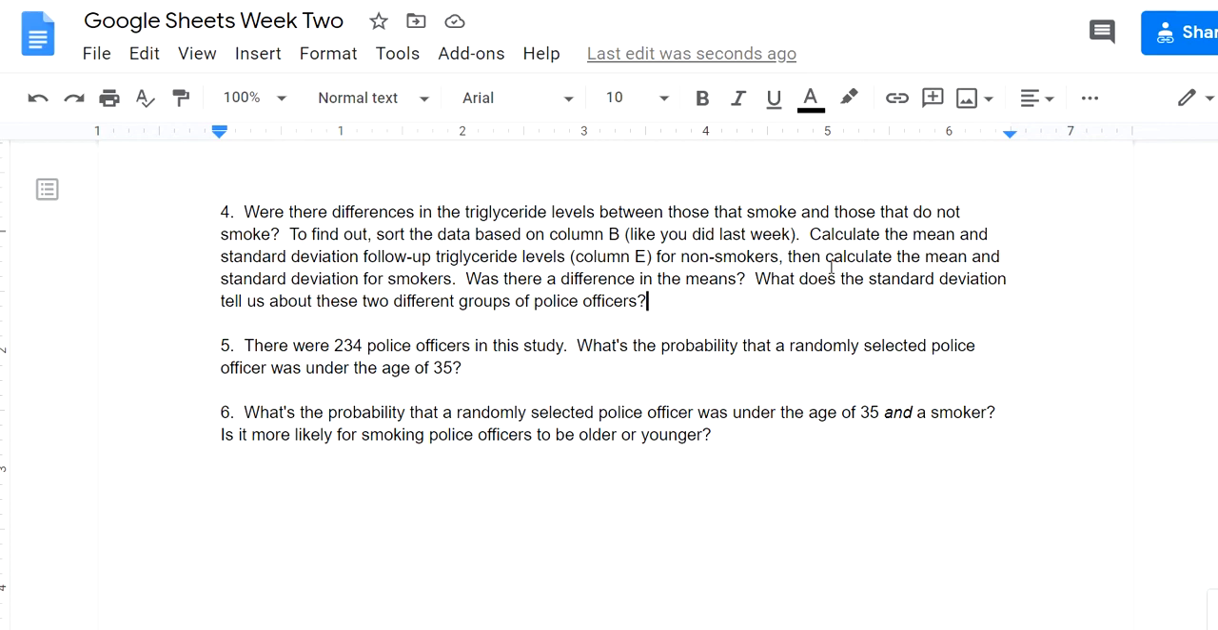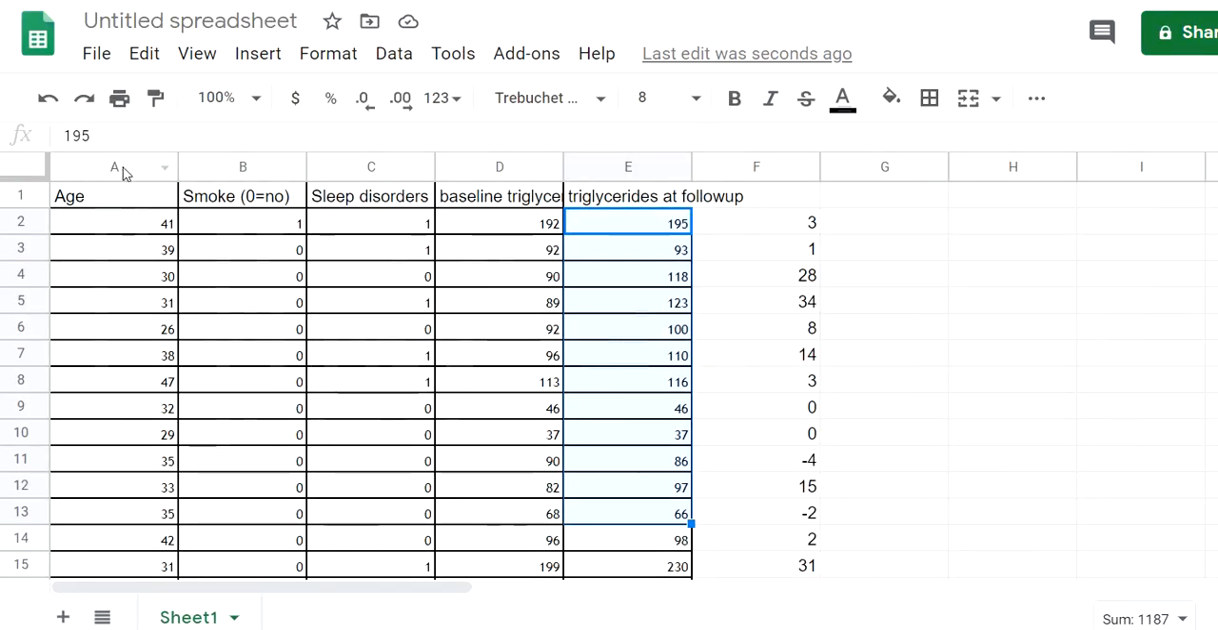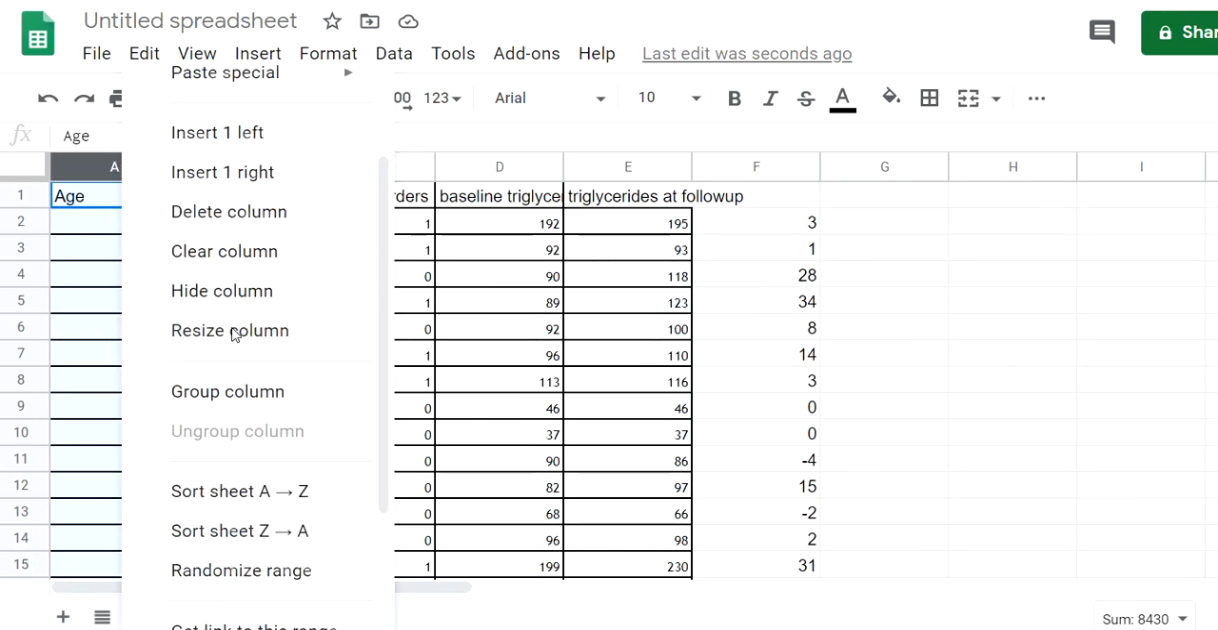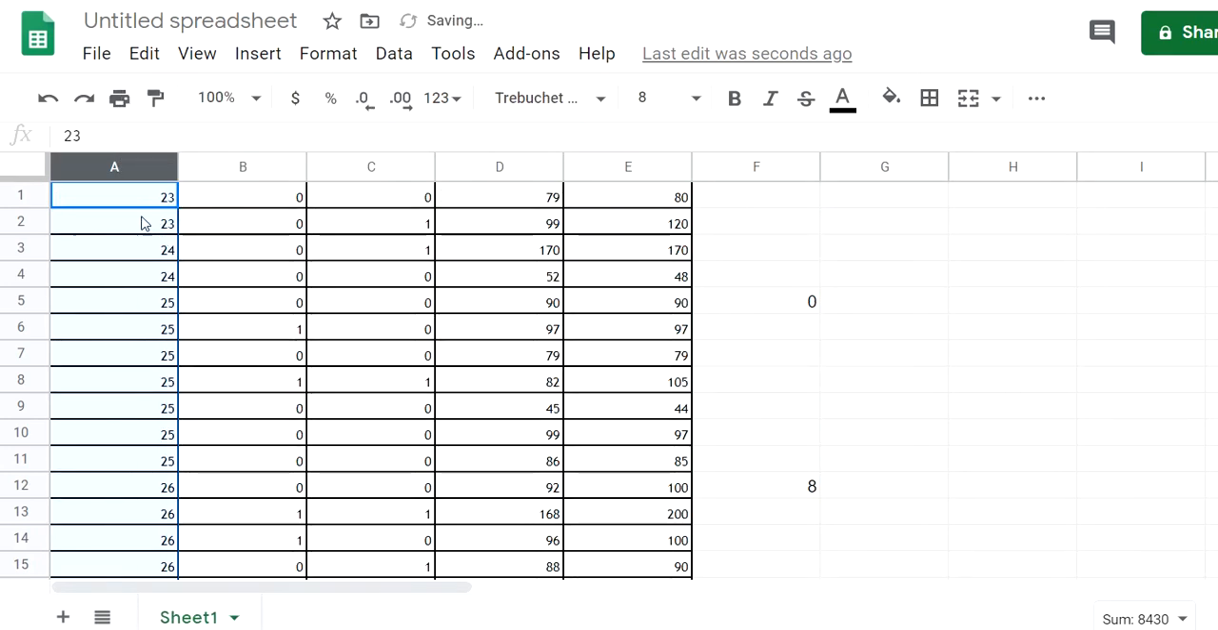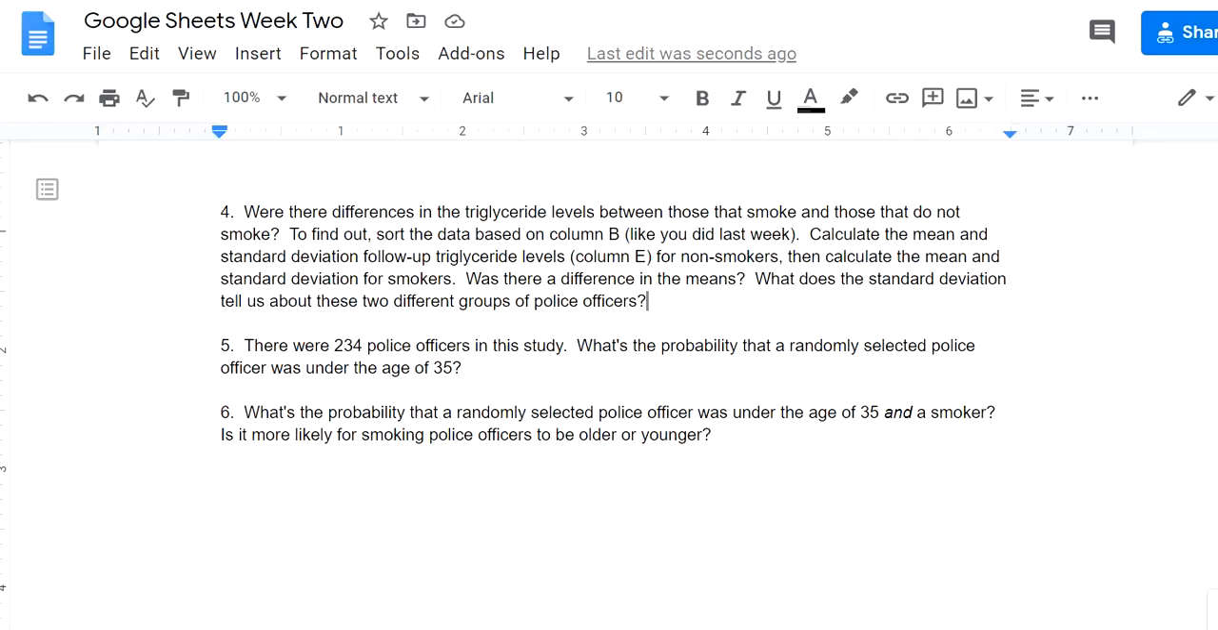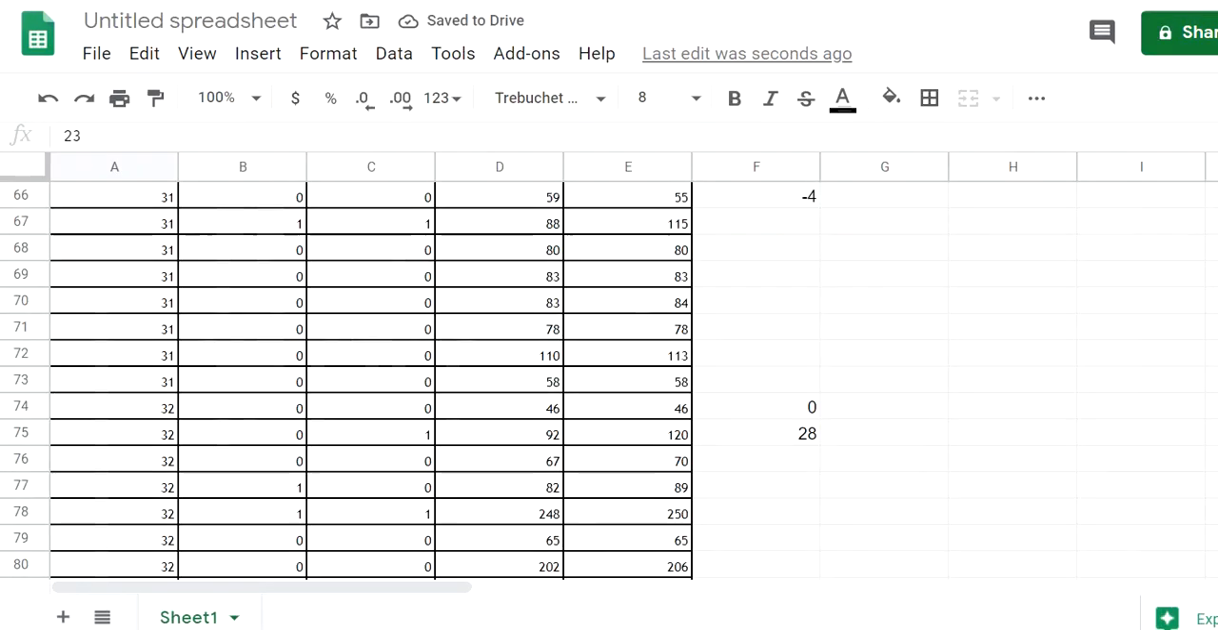Question 5, there were 234 police officers in the study, so what's the probability that a randomly selected police officer was under the age of 35? So we talked about probabilities in the videos this week. Sort this by age, and then you're going to want it starts on 1, so it's nice and easy to count. You can count up how many police officers are under the age of 35, right? By looking at the column numbers.